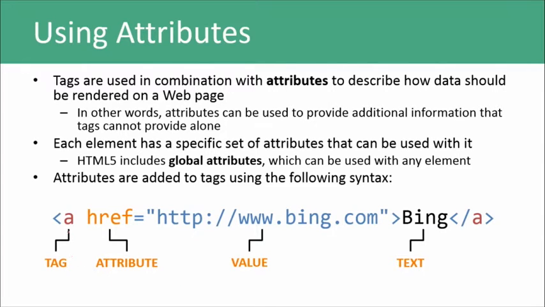So here we have our tag keyword, which is A. This is for a link. We've got our href attribute, which has a value of www.bing.com, and then our text, which would actually be the hyperlink that we would click on a page in order to go visit Bing.